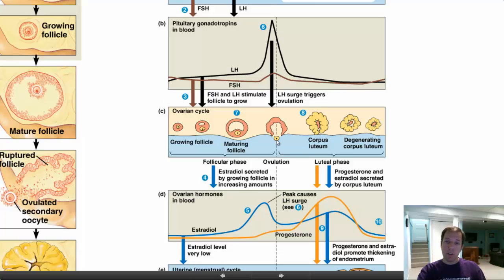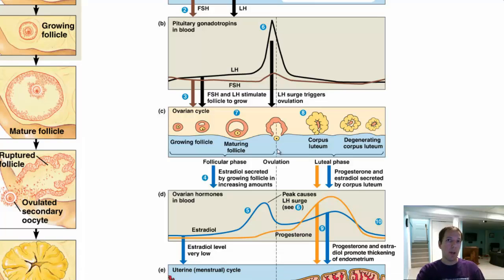The ovum is going to start to travel through the oviduct and has a couple of days to make that journey, during which it's going to be ready for fertilization. So if sperm comes in contact with the ovum, the sperm will fertilize the egg, and then we're going to potentially have a pregnancy.